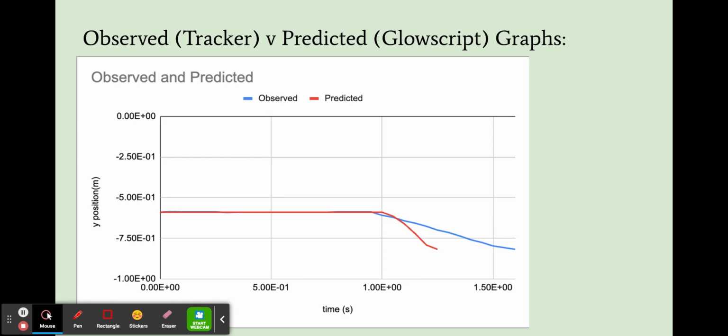Also, the predicted model drops faster than the observed graph, and it could be because there are other forces interacting with the slinky in the video that aren't accounted for in the code, and could be from other possible errors.